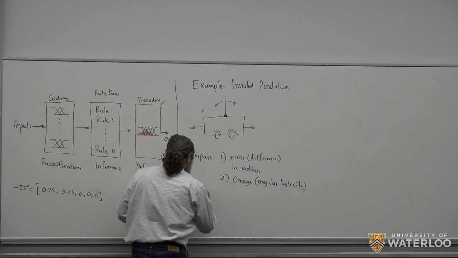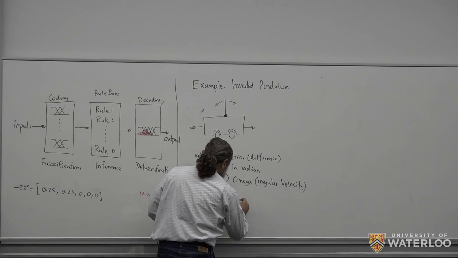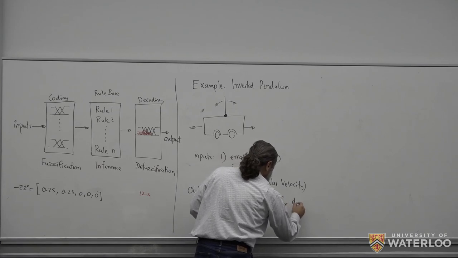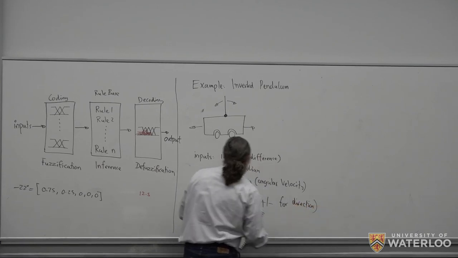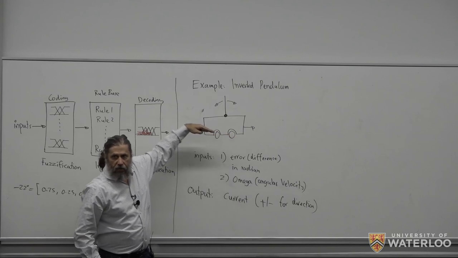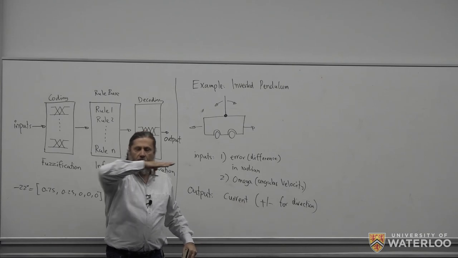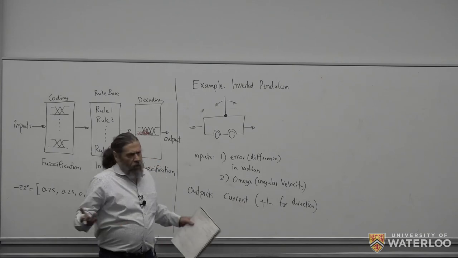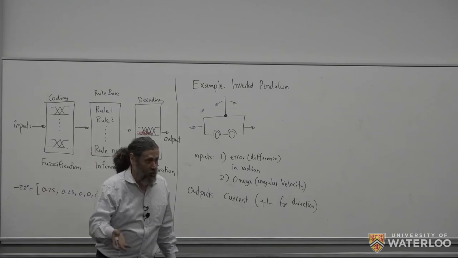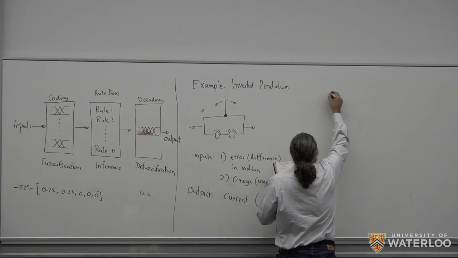Then I need to know the output. What is the output? The output will be, let's say, current, plus or minus for direction. So either I put plus and I go to the right, or minus amperes, some small amount of amperes to go to the left. So I want to control the pendulum, right? Go left and right. So I know my inputs, I know my output, which is the beginning of every AI project. What are your inputs? What is the output? So, okay. Then the first step is fuzzification.